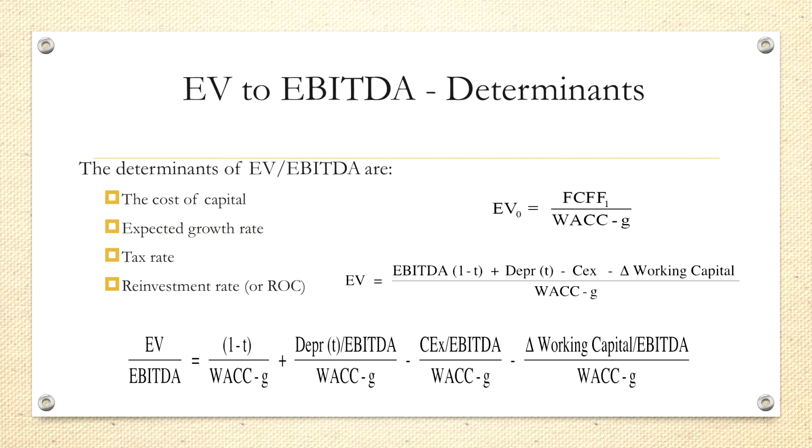You see, the first one is tax rate. The second one is WACC, cost of capital. The third one is G. Right? The fourth one is depreciation and amortization. And then capital expenditure, and also we have change in working capital as well as EBITDA. So this is a pretty complicated equation, but it reveals the basic factors that shape the EV to EBITDA ratio: WACC, G, change in working capital, capital expenditure, depreciation and amortization, as well as the tax rate.